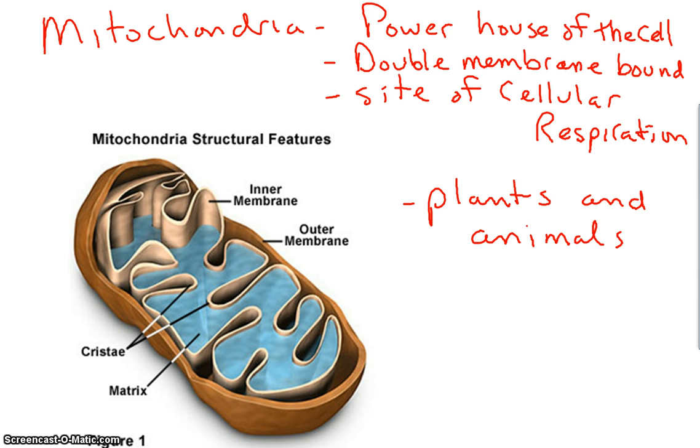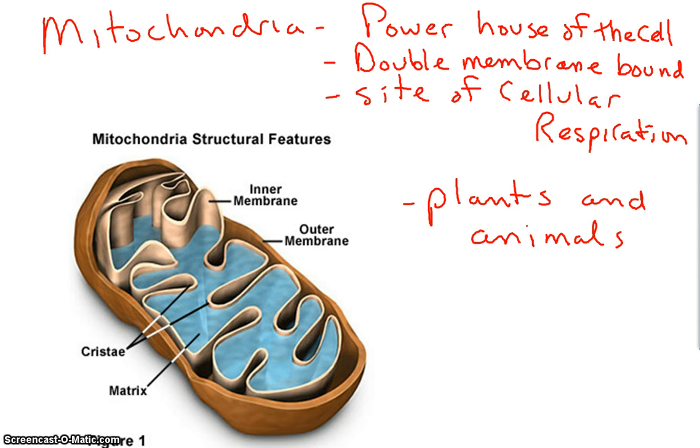So the first one that we're going to look at is the mitochondria. The mitochondria is the powerhouse of the cell. It's double membrane bound, which means that it has an inner and an outer membrane. It's the site of cellular respiration, and because of that, it's found in both plants and animals.